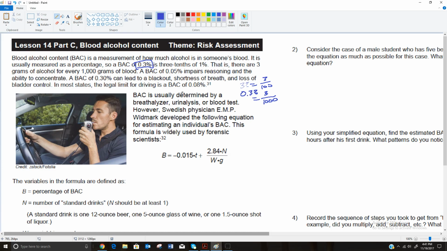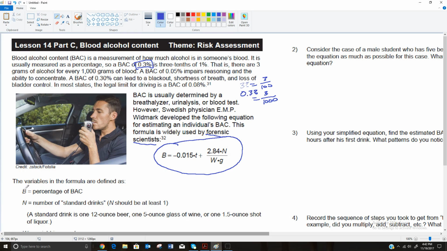This blood alcohol content is usually determined by a breathalyzer, or it could be done by a urinalysis where they test your urine, or it could be done by a blood test. But a Swedish physician named E.M.P. Widmark developed an equation for estimating an individual's blood alcohol content, and it's a formula that's widely used by forensic scientists. Now, just for decision-making processes, realize that if it's used by forensic scientists, that means it's used on people who have died. So there's a reason that they want to determine the blood alcohol content of people who have died, and that's because a lot of accidents are caused by drinking.